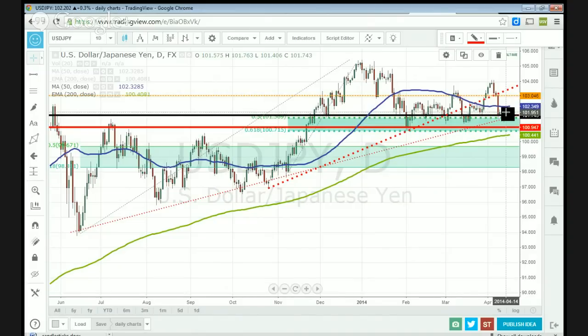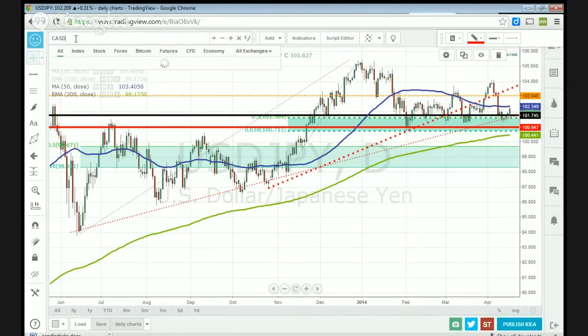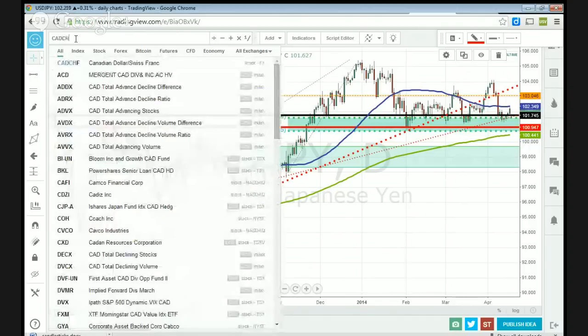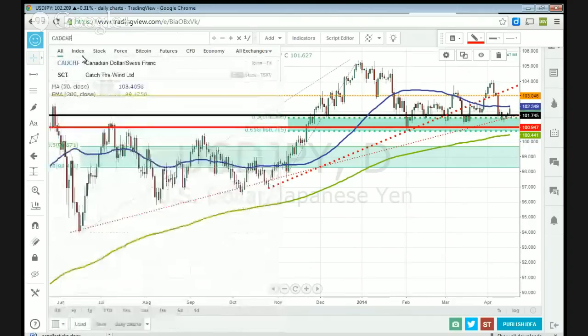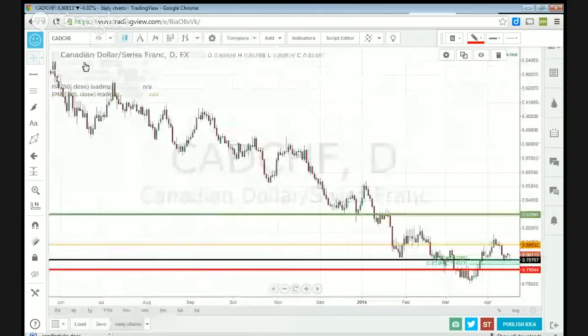Okay, so those are the 5 positions I have on. One is at break even, which is pound yen, but pound Kiwi is very likely to move to break even. So in fact, I'm tempted to move it to break even now. I am going to put on an order on Canada Swiss, which is a chart I saw this morning that I really liked.